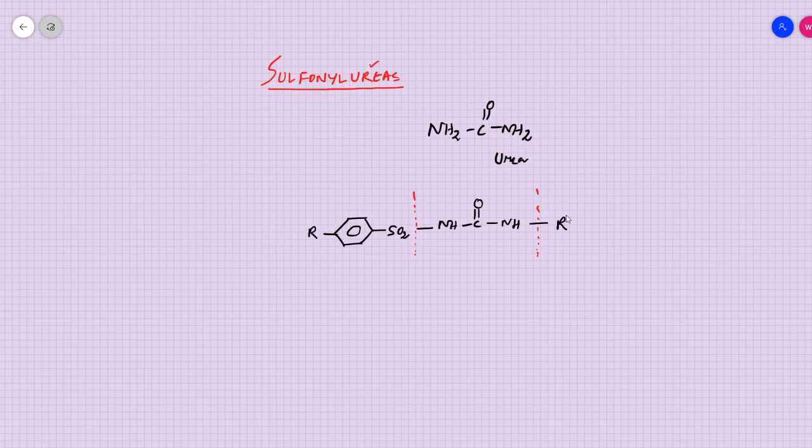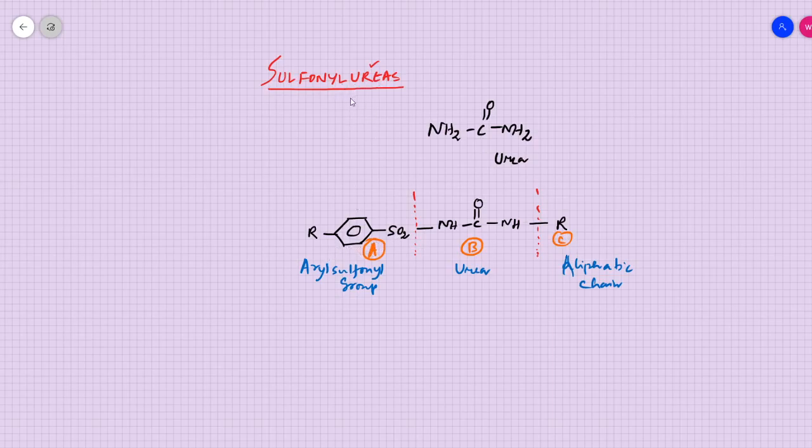Okay, so if we split the structure, then we see that it has got three parts here. So the first part, as we mentioned, is the aryl sulfonyl group. And this is urea. And that is an aliphatic chain. Okay? R could be an aliphatic chain. So it's got these three distinct parts to the structure: A, B, and C. So this is basically the general formula of a sulfonylurea.